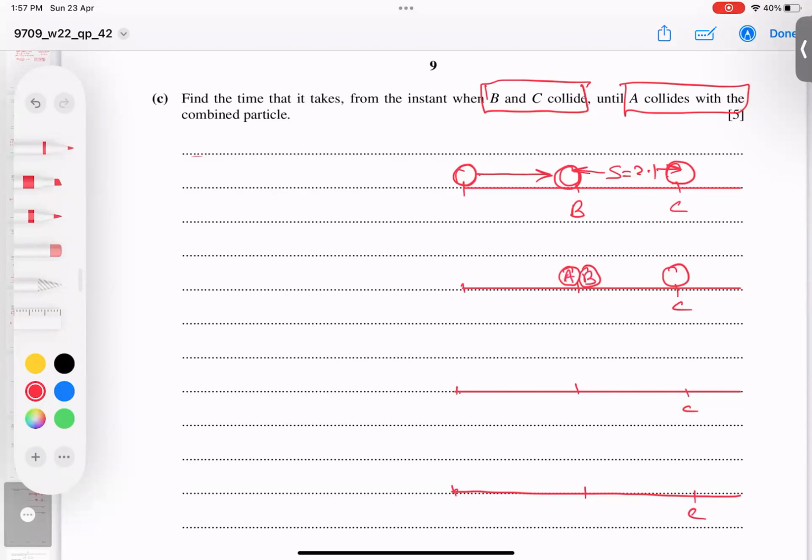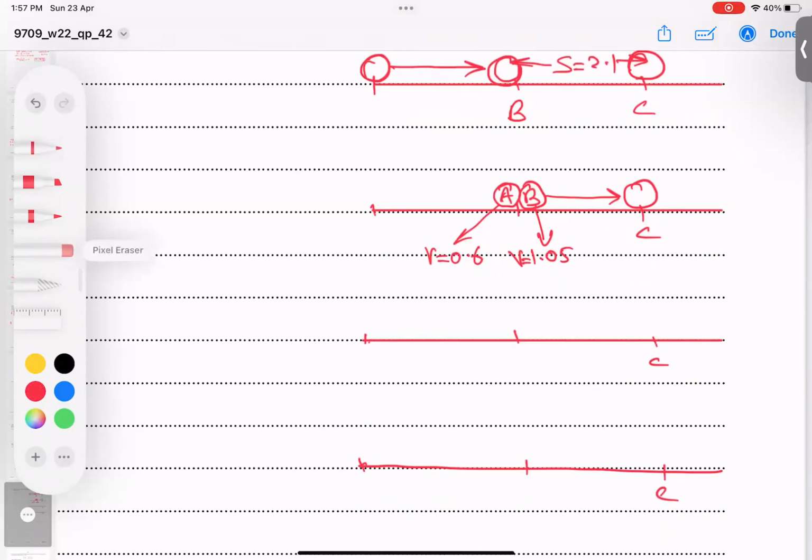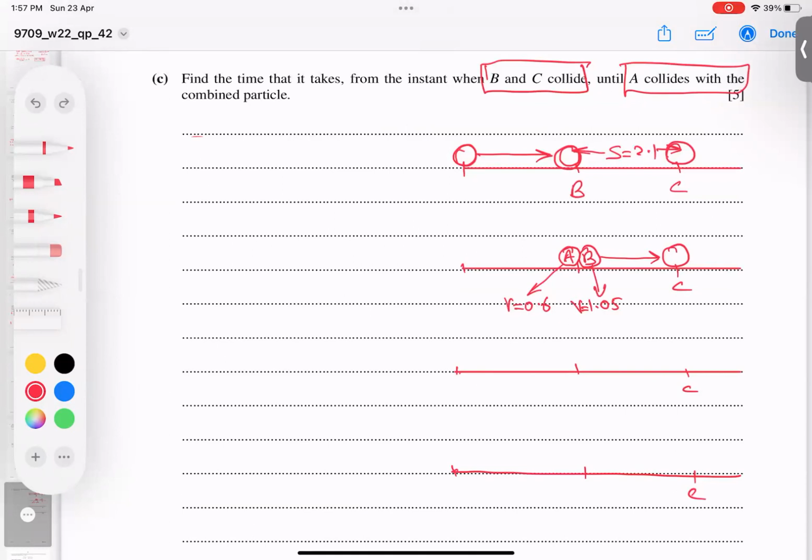Now afterwards, what happens? The speed of A at this moment is 0.6, so I think we have to make it here. The velocity here is 0.6, and the velocity here, which I got just now, is 1.05. Now it is just after hitting. Then it will travel towards the interesting part: how much time will particle B take to reach C? So I'm writing here: time for B to C.